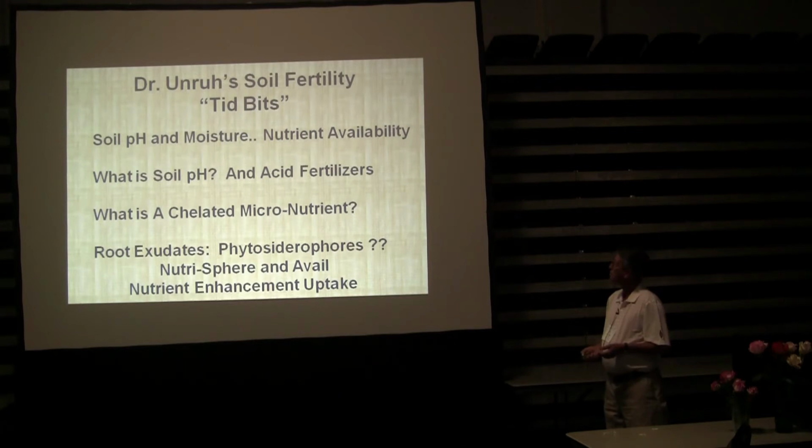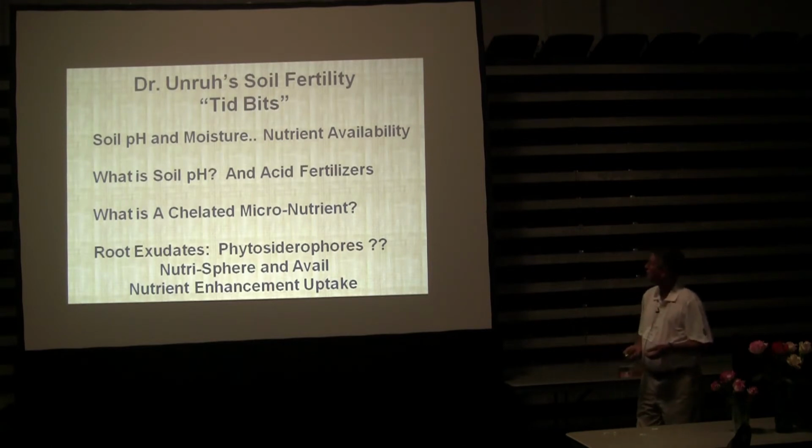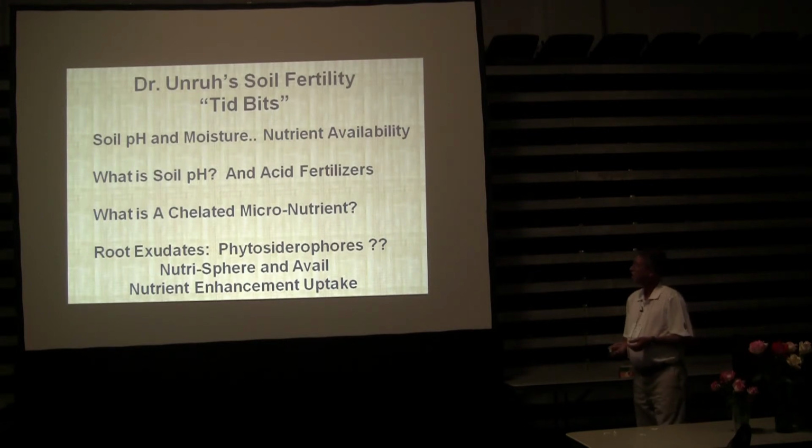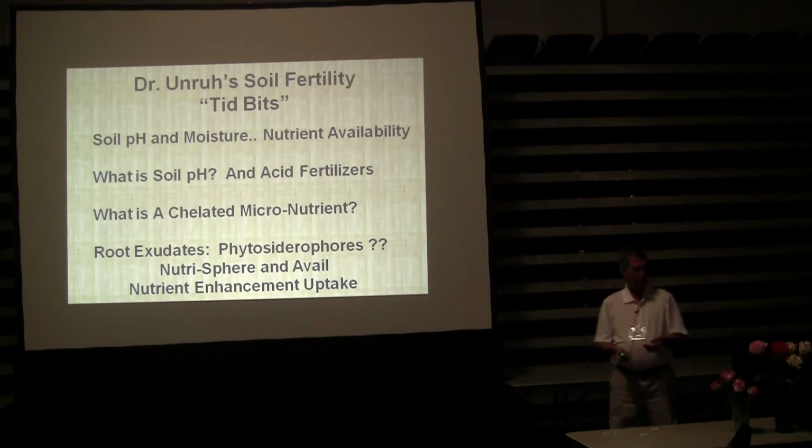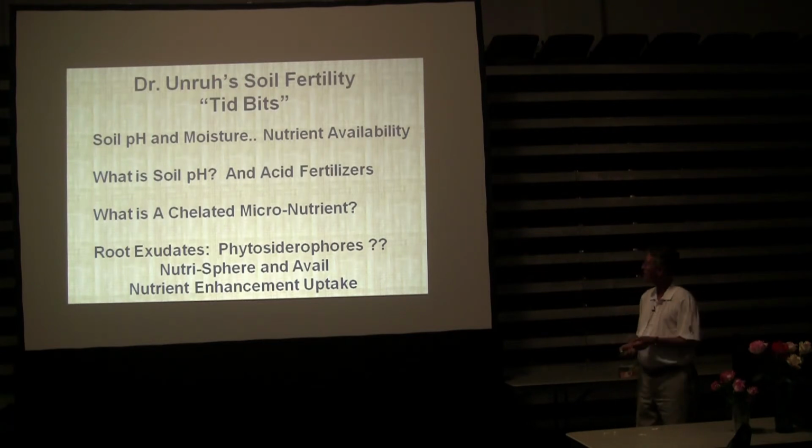All right, tidbits on soil fertility. pH and moisture affect nutrient availability. What exactly is soil pH? Acid fertilizers. What is a chelated micronutrient? We're going to get into chemistry. Hang with me. Root exudates, phytosiderophores.